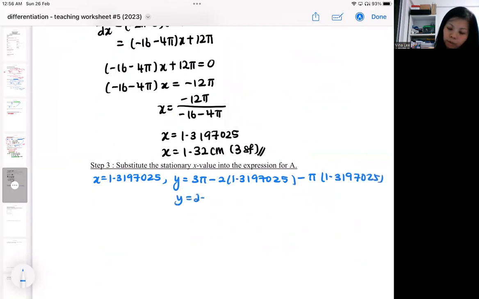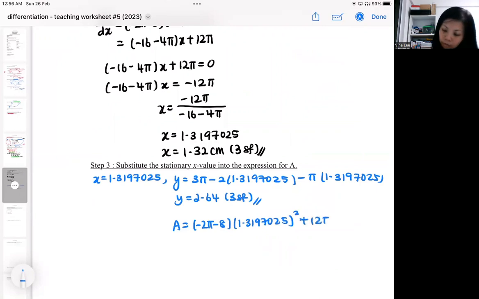So you will get 2.64. Okay, then the same thing, you also sub into your A. So it's a lot of punching the calculator, but please try to preserve the accuracy. And then you just punch the calculator and give it to 3SF.